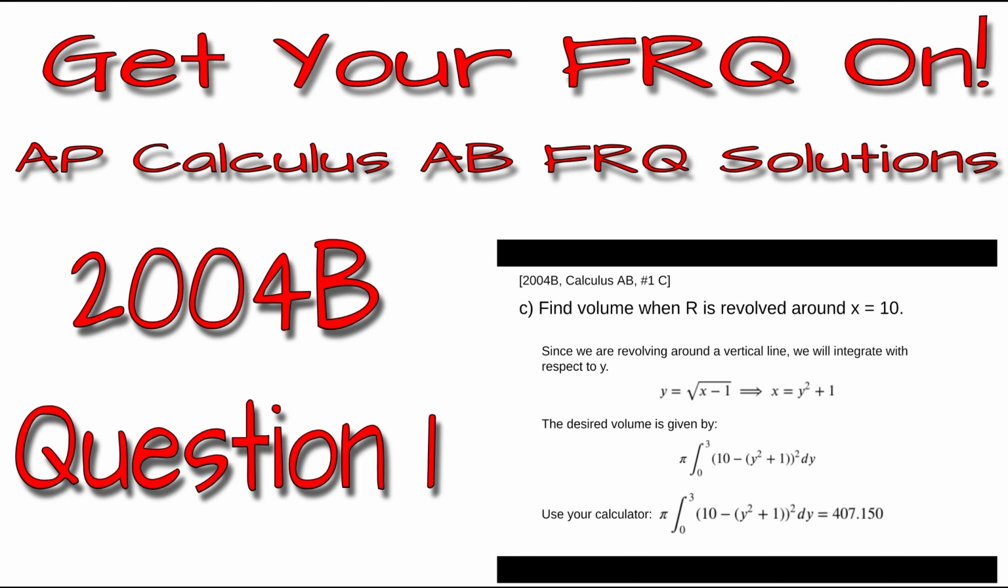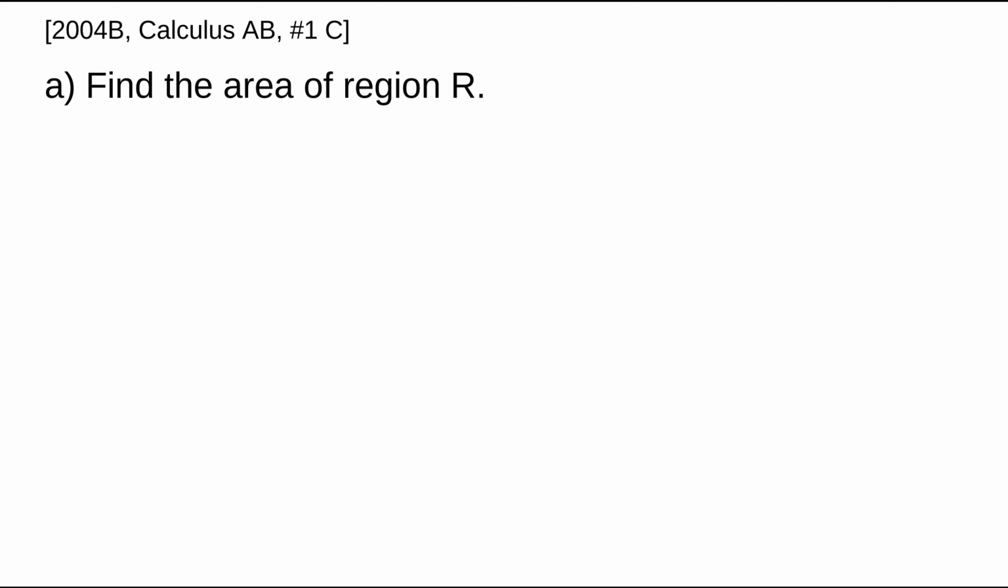This question is from the 2004 B exam. It's question 1, and it is calculator active. In the question stem, we have a function y equals the square root of x minus 1, and a region R defined to be the area bounded by the function, the x-axis, and the line x equals 10. In part A of the question, we are asked to find the area of the region R.